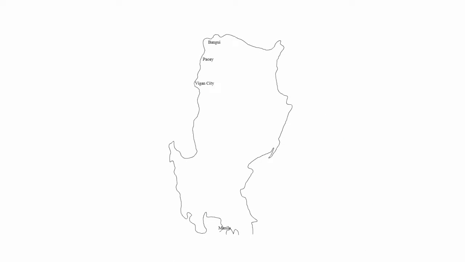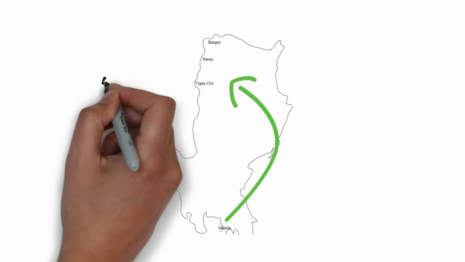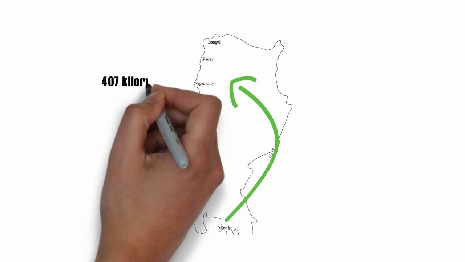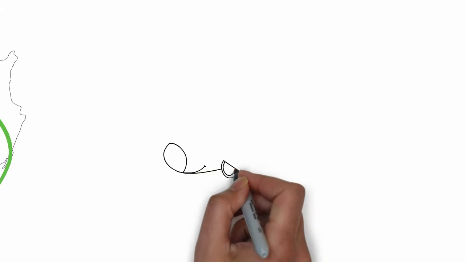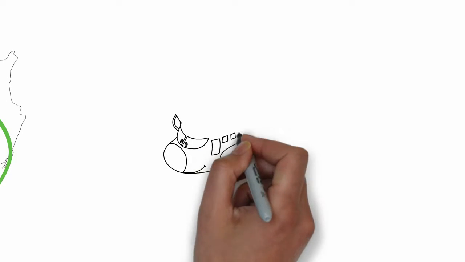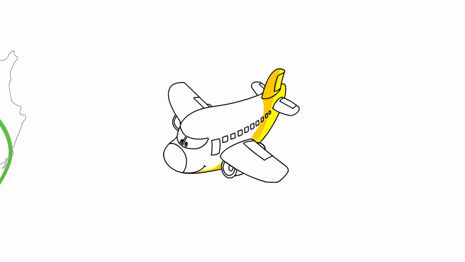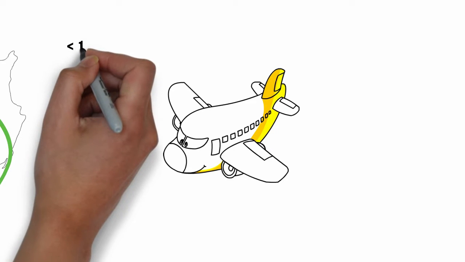In this episode, I will show you the different ways you can get from Manila to Ilocos. According to Google Maps, the distance from Manila to Vigan is 407 kilometers. The first and fastest means to get from Manila to Ilocos is via an airplane. The travel time takes about an hour.